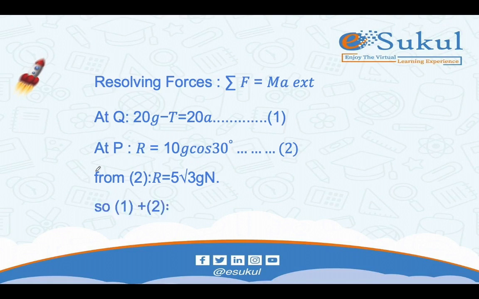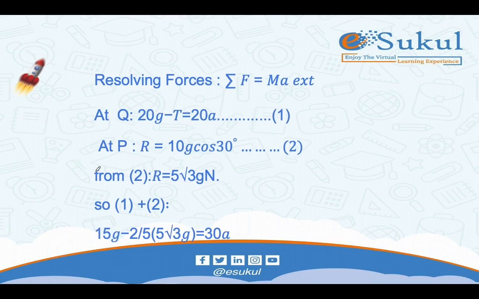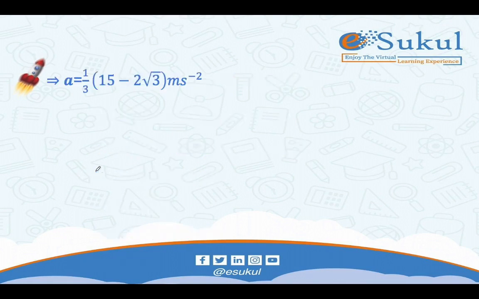So again, when we solve equation 1 plus equation 2, we can output the acceleration acting on the particle P. So we then have 1/3 (15 minus 2√3) meters per square second. We remind ourselves, since the particles are connected, they both share the same tension and the same acceleration. So in that case, the acceleration acting on P, we have on the slide as this value.